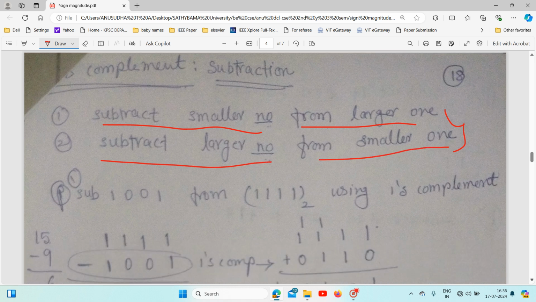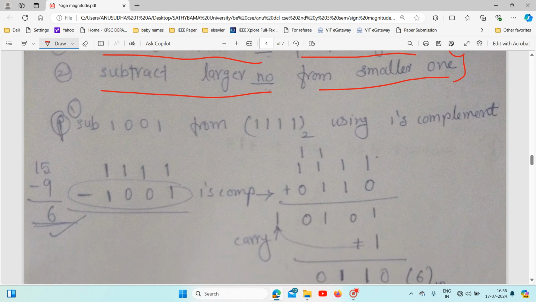See here, this is the problem: subtract 1001 from 4 ones using the ones complement method.